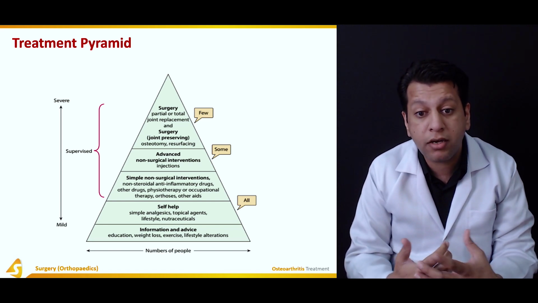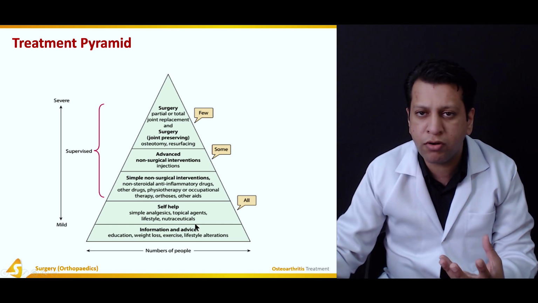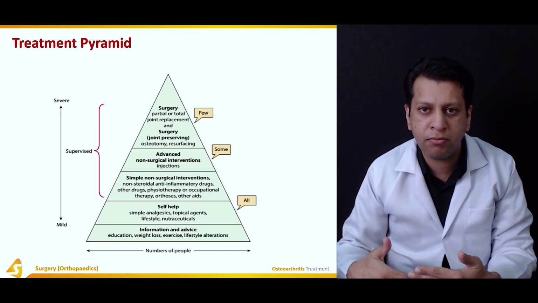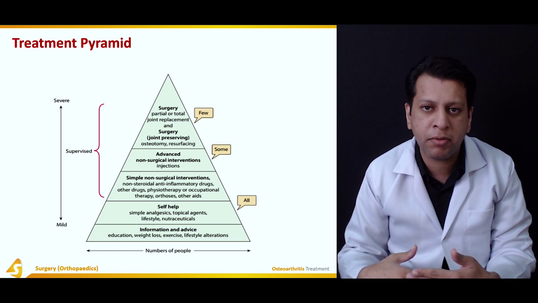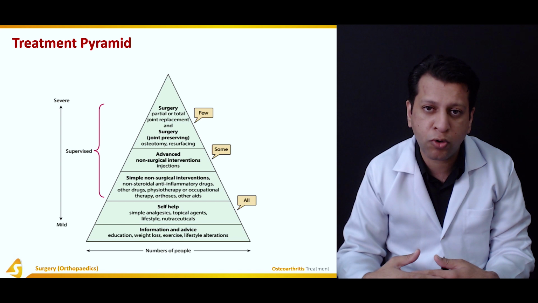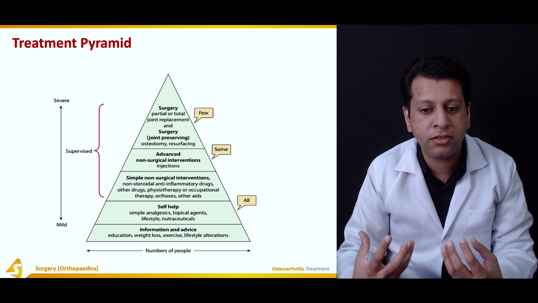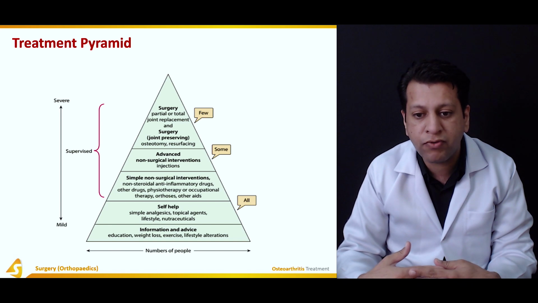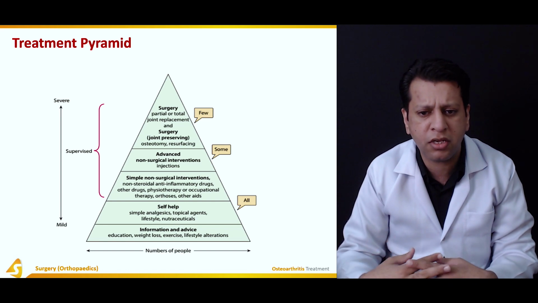Now coming to simple non-surgical interventions, we do not go straight away to replacement. It's a step ladder pattern. You advise them and make them modify their lifestyles, then self-help medications and exercises. If the pain is still not controlled, we could start with simple painkillers such as non-steroidal anti-inflammatory drugs, physiotherapy, occupational therapy, orthosis and aids, and even opioids. All these can be used.